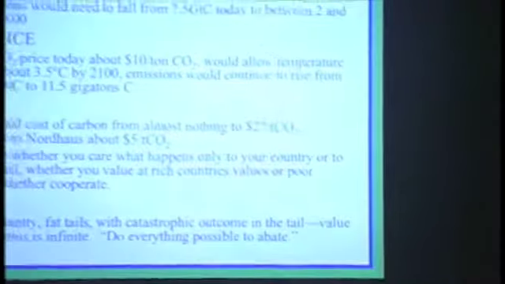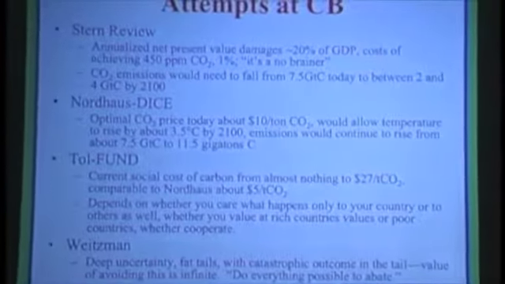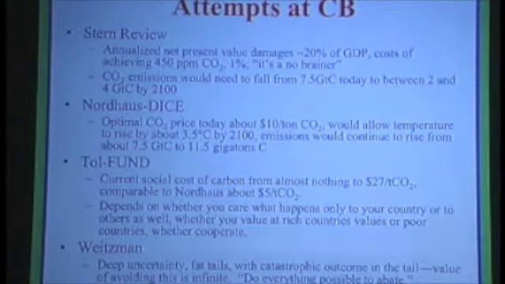Issue. So, you see a lot of simple stories about this, but I think the thing to remember is that this is a complex issue. So there have been some attempts to do a cost-benefit analysis, and these are some of the key ones. There was a thing funded by the UK government called the Stern Review. They came up with an estimate, the annualized net present value of damages, almost 20% of gross domestic product, and the cost of achieving a 450 ppm CO2 was 1%.